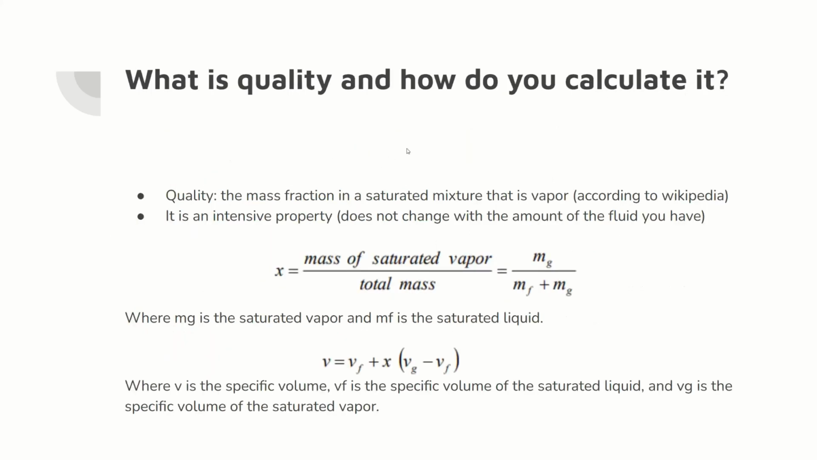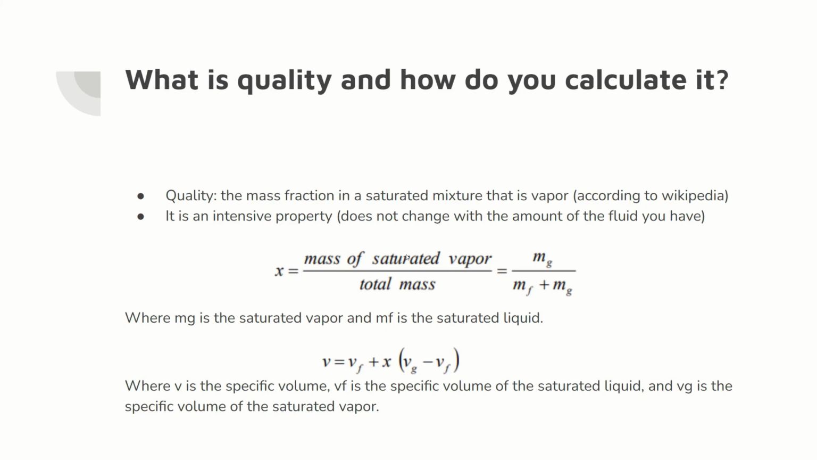Quality is actually probably going to be in the exam in some way, shape, or form, just to make sure that whoever is correcting knows what you're doing. So quality, by definition, is the mass of the saturated vapor divided by the total mass. So if your x is equal or above 0 and equal or below 1, that means you are in the mixture phase. That means whatever fluid you're studying has both saturated vapor and saturated liquid.